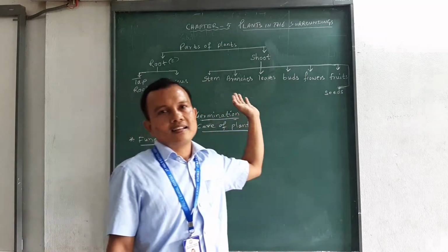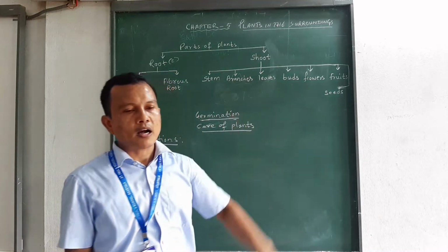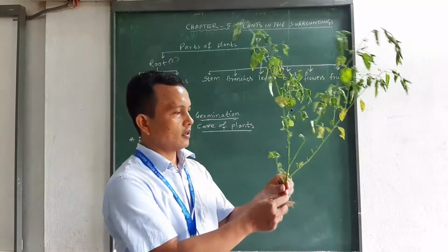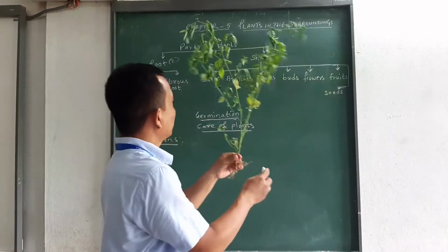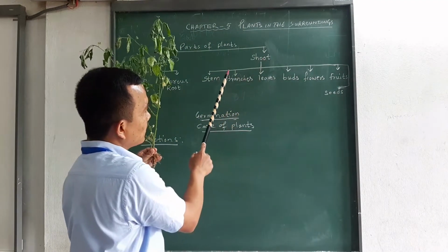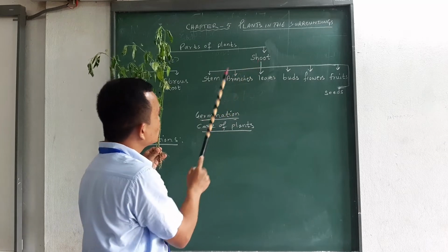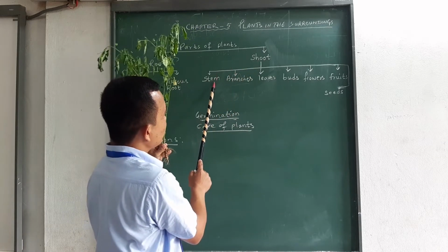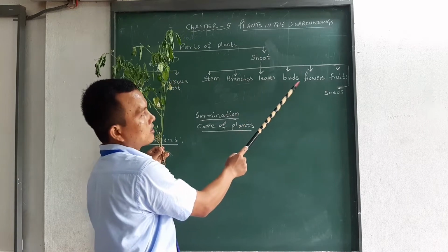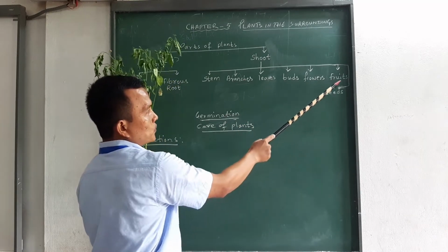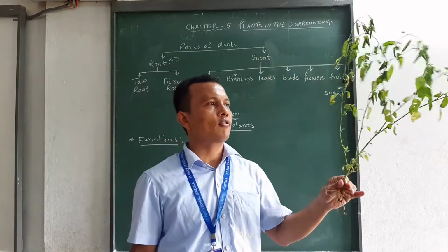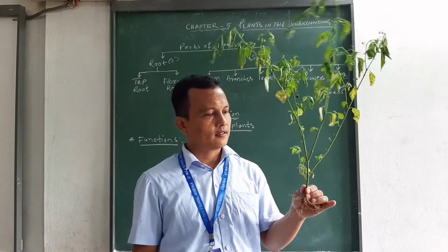Now let us come back to the other part of the plants, that is the shoot part. I have mentioned a few of them. What are seen under the shoot, like stem, branches, leaves, buds, flowers, fruits, and seeds. Now, we can take an example from this small plant.